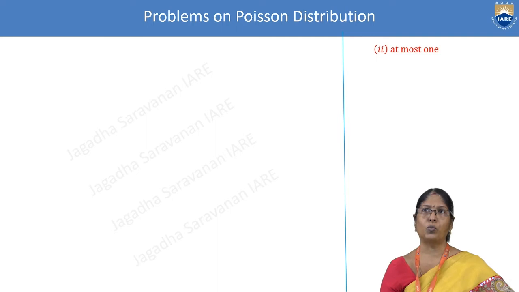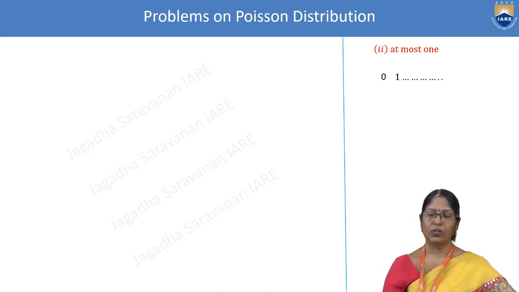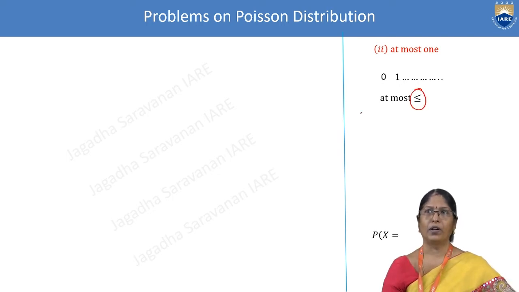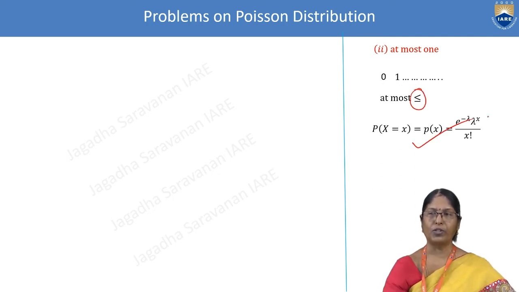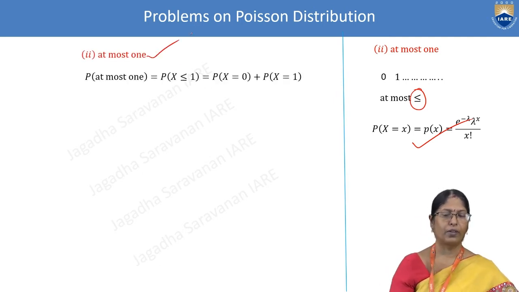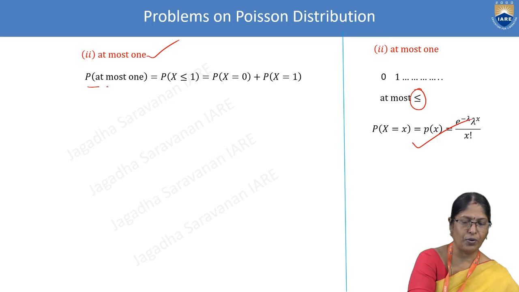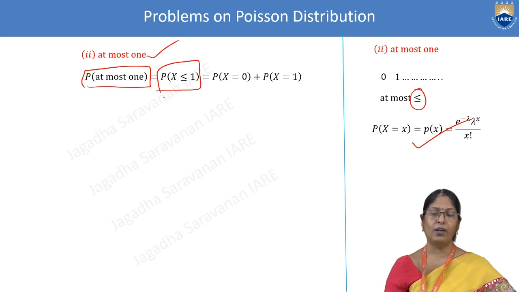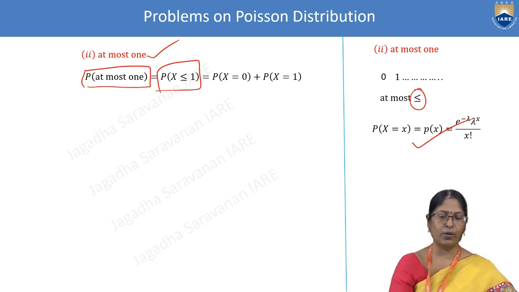Now, at most 1. Mathematically it is less than or equal to. Now we can see it. This is the Poisson formula. At most 1 is the probability of at most 1. Mathematically we know it: X is less than or equal to 1. 1 is included because of this equal sign.